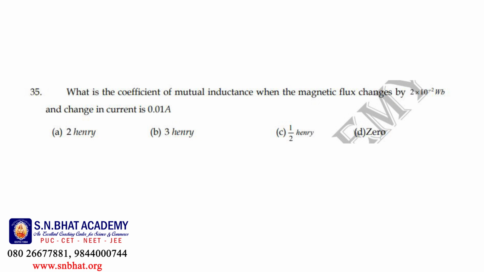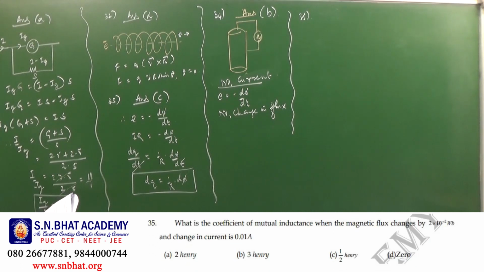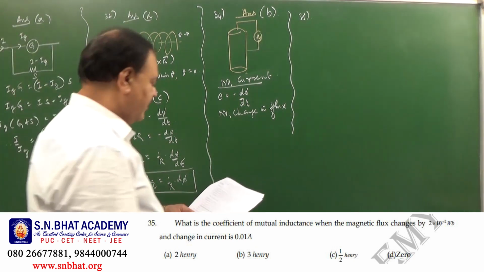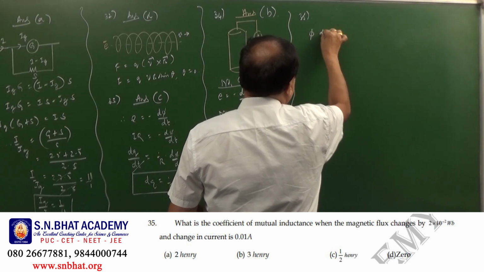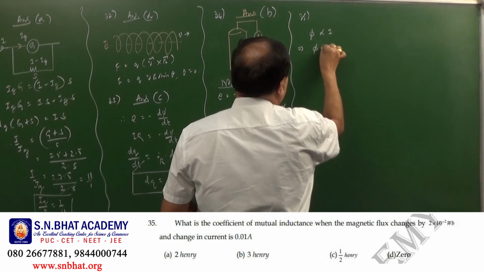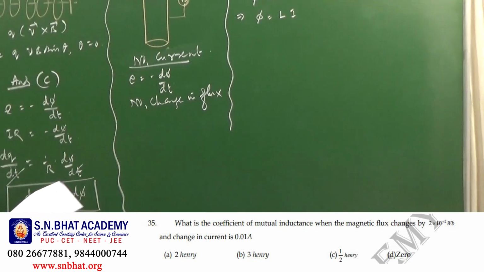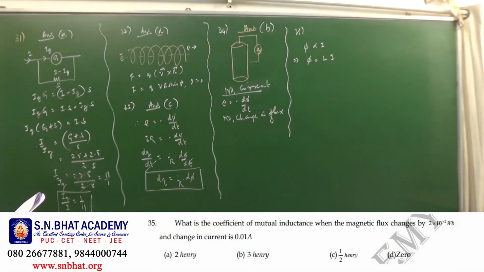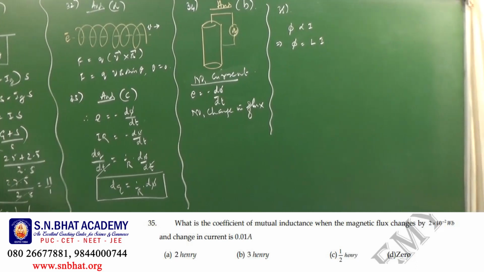according to Faraday's laws of electromagnetic induction, here he has not given the EMF induced, he has just given the current and the change of magnetic flux. You know that the magnetic flux is directly proportional to the current, which implies flux is equal to L into I. Now his question is, what is the value of the self-inductance of a coil?